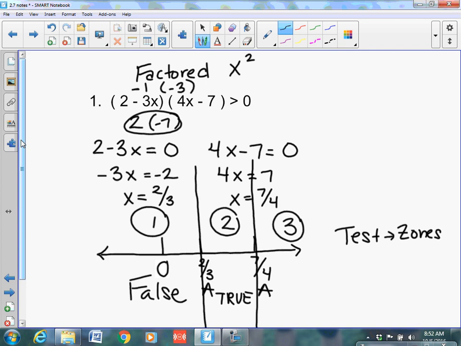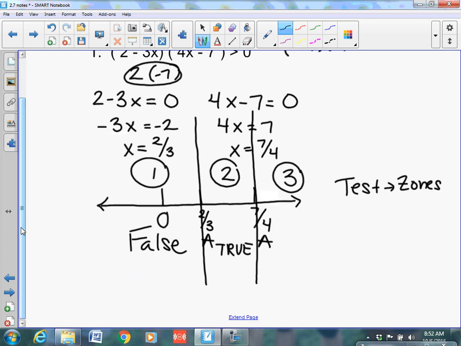I'm going to do it over here. 3 times 2 is 6. 2 take away 6 is a negative 4 for that parenthesis. Again, I'm going to plug 2 in here. 4 times 2 is 8. 8 take away 7 is 1. Altogether, this makes a negative 4. Is a negative 4 greater than 0 in math? No, it's not. This one's also false.